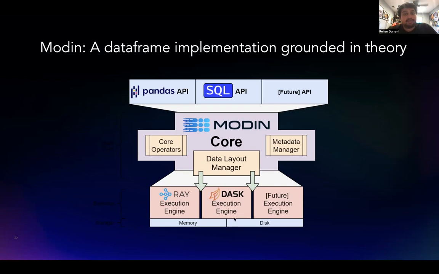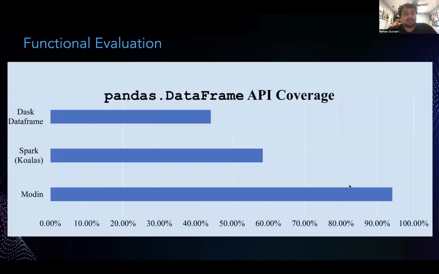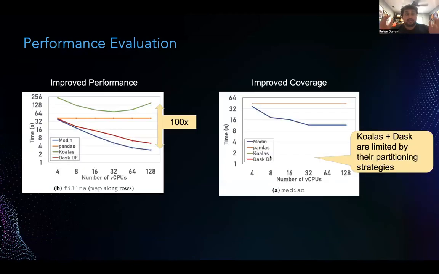So let's take a look at how Modin stacks up against the competition. Functionally, Modin supports over 90% of the pandas API natively, while Dask and Koalas, some of our competitors, support less than 60% each. If you take a look at actual numbers from latency, we can see on a map along the rows, in this case the fillna operation, Modin is about 100 times faster than Koalas. So we can see that Modin really does scale better.